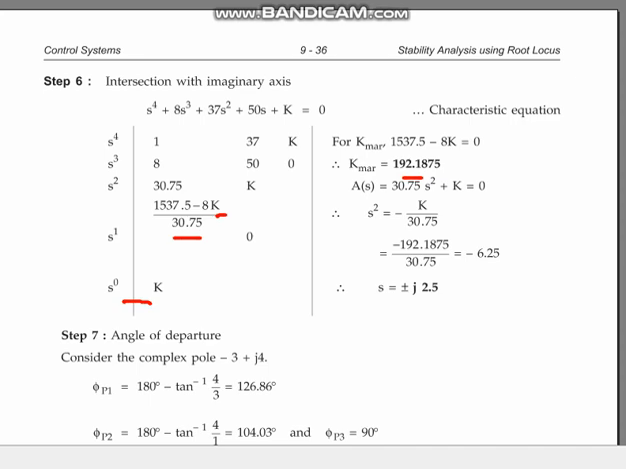So I can write, for stability of this system, the value of k should be greater than 0 and less than 192.1875. If k is less than 192.1875, then we'll get positive values. Then by using Routh theory, the first column will be positive only, no sign changes, and the system will be stable. So thank you.